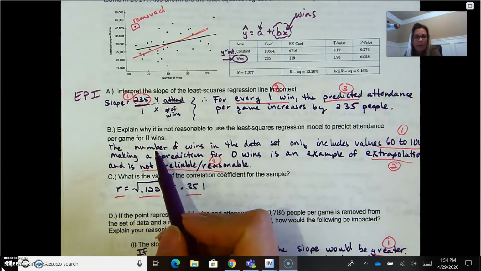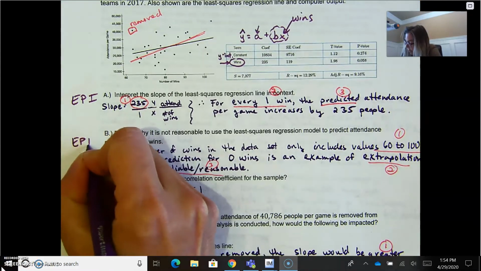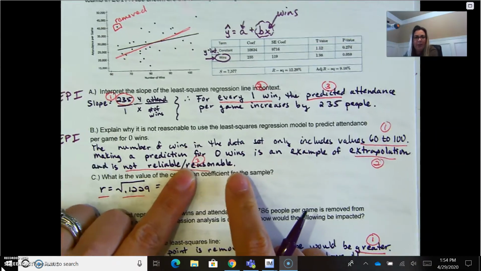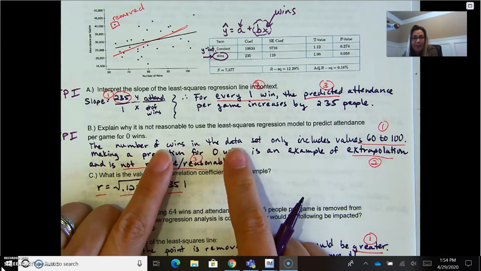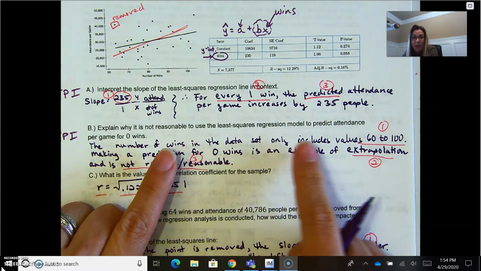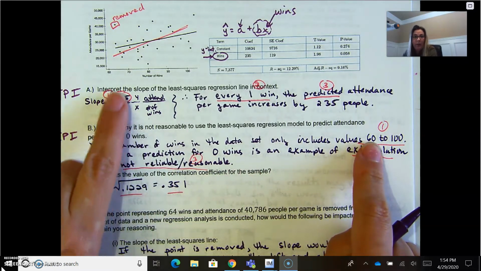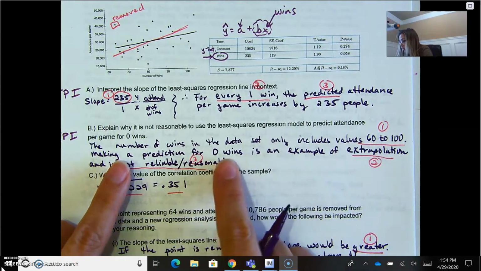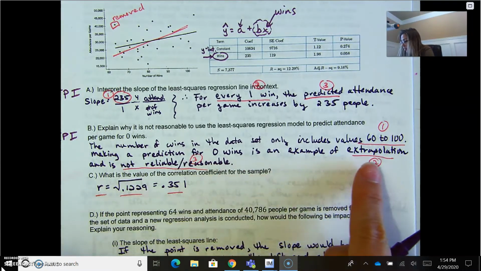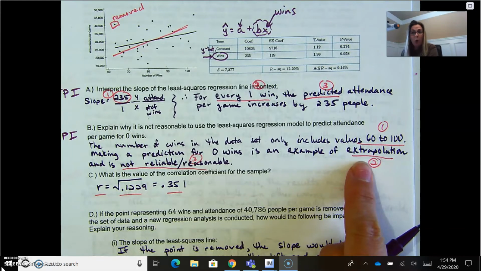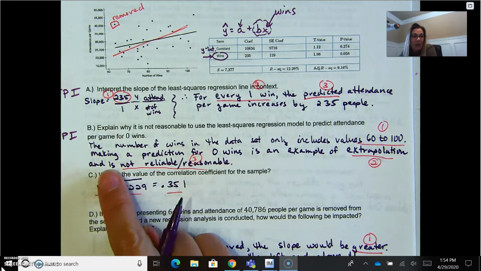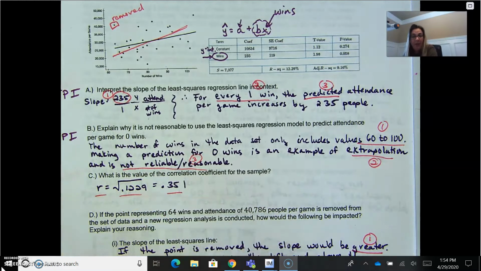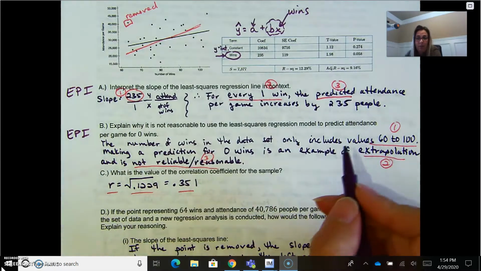All right, so on your EPI grading scale, they're looking for 3 things to happen in your sentence. The number of wins in the data set only includes values 60 to 100, right? Look at that range, 60 to 100. Making the prediction for 0 wins is an example of extrapolation. Name drop! Extrapolation is not reliable, or maybe you could say it's not reasonable for making predictions. So those are the 3 things.